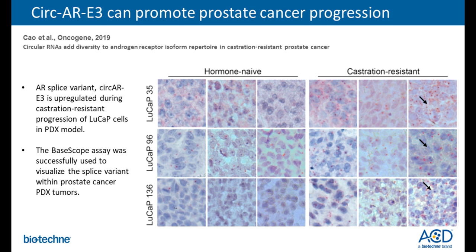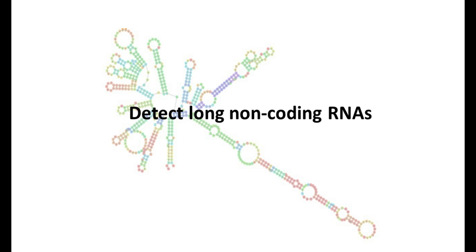You can see that the expression of the circular RNA is significantly higher in the castration-resistant tumors compared to the hormone-naive tumors, indicating that these tumors that are more resistant to any therapeutic intervention are showing increased expression of the splice variant, potentially suggesting that it might have a role in driving the growth and progression of this tumor. So this indicates that our RNAscope assay can not only be used for detection of linear RNA, but can also be used for detection of circular RNA splice variants.